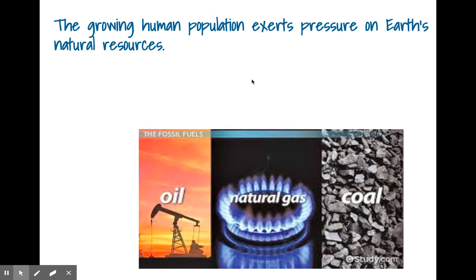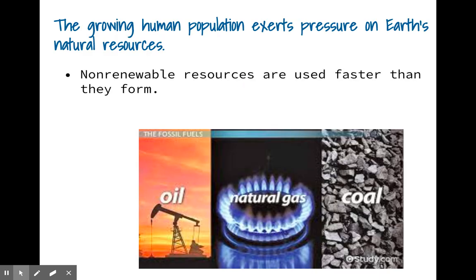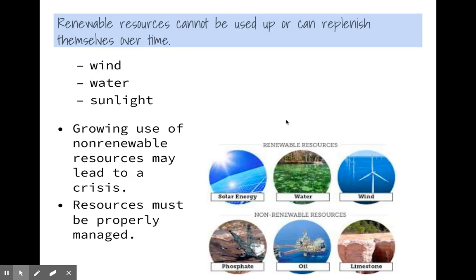The growing human population does exert pressure on Earth's natural resources. Our non-renewable resources are used faster than they are formed. Non-renewable means these cannot be replaced, like oil, natural gas, and coal. Renewable resources cannot be used up, or they can replenish themselves over time, like wind, water, and sunlight. Anything that is renewable can't be all used up, or can replenish itself over time.